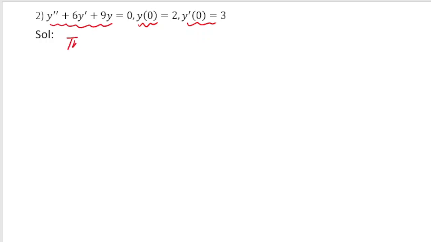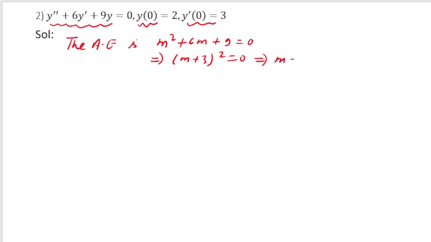So what will be the auxiliary equation, ladies and gentlemen? The auxiliary equation is m square plus 6m plus 9 is equal to 0. And how many of you can see that this is nothing but (m plus 3) whole square is equal to 0? a square plus b square, that is m square plus 9, and 2ab, 2 into m into 3. So we get the roots m is equal to minus 3 and minus 3.